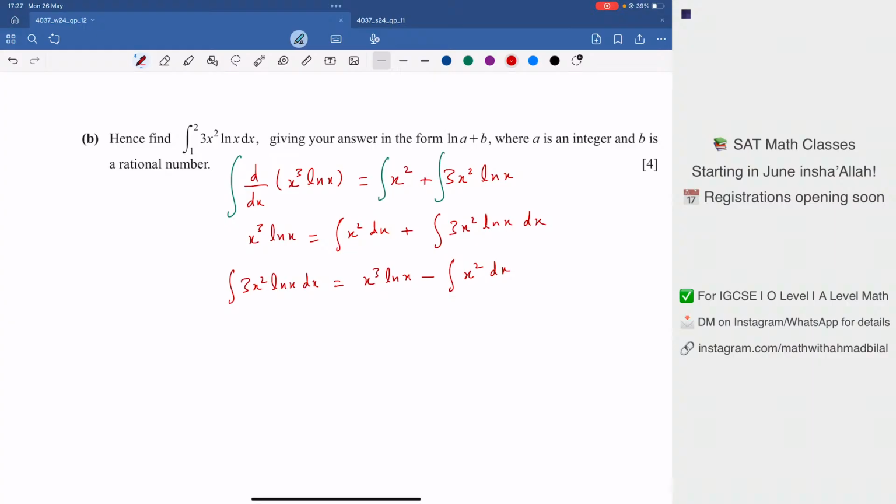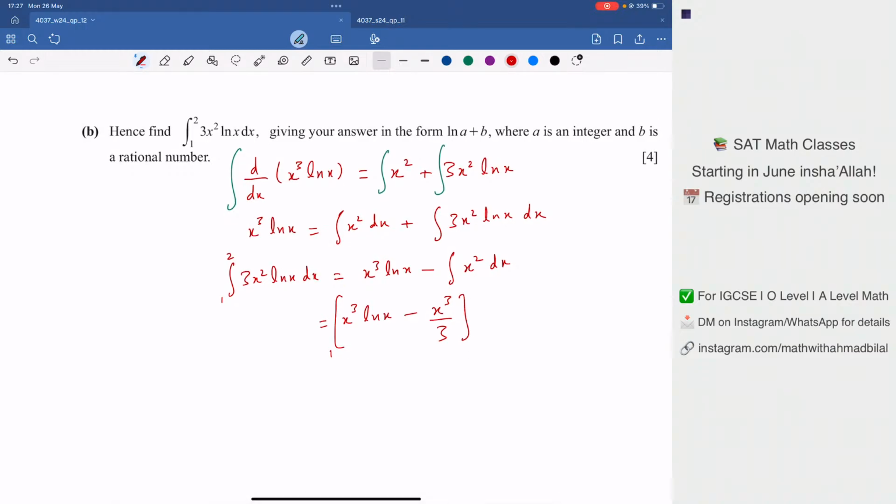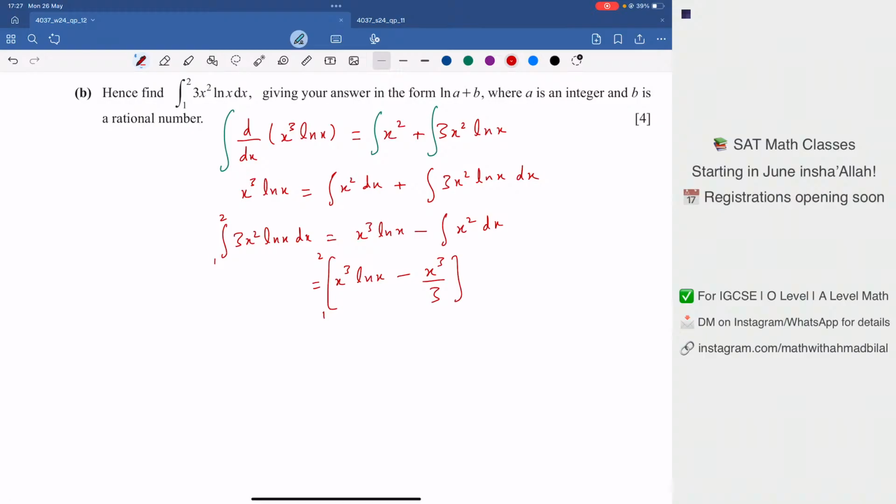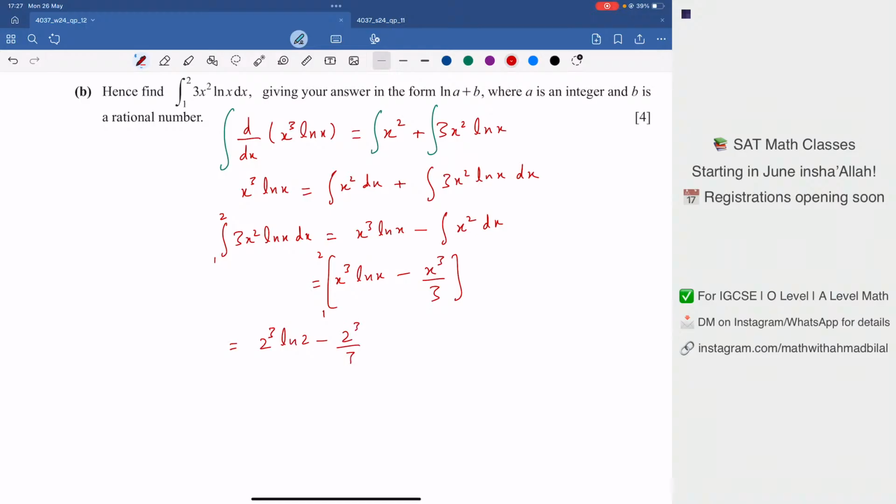We have the limits now. We can input those limits after integrating. On the right side, we have x cube ln x as it is. Integration of x squared, what's that? That's x cube over 3. The limits that we had were from 1 to 2. We input those limits here, and that's going to give us the result. Let's see what that turns out to be. Input x equal to 2 first, and that gives you 2 cube into ln of 2 minus 2 cube over 3.